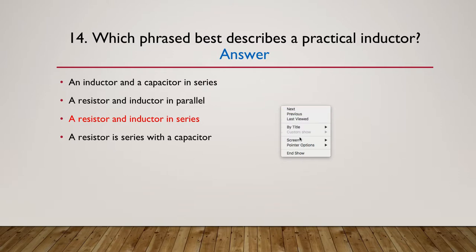And straight away, I'll just turn my pen on. The first one is an inductor and a capacitor in series. Well, capacitors have got nothing to do with practical inductors. We've got here a resistor and an inductor. Yes, that sounds good. But when I said the relationship was a series relationship, we can eliminate that one. The third one is a resistor and an inductor connected in series, so obviously that's the correct answer. And a resistor in series with a capacitor, again, got nothing to do with capacitors, so pretty easy to eliminate that one.